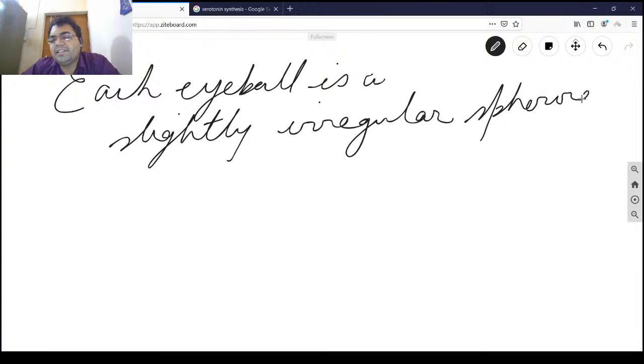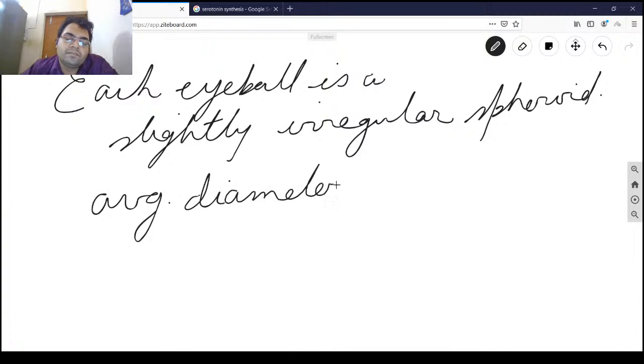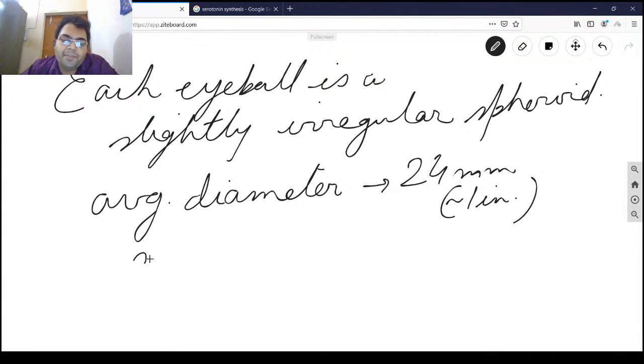Irregularly spherical, you can say. Only slightly, not too much. They are just a little smaller than a ping pong ball, with an average diameter of 24 mm, almost 1 inch, and weigh about 8 gram each. So average diameter, 24 mm, almost 1 inch, and mass is 8 gram per eyeball.